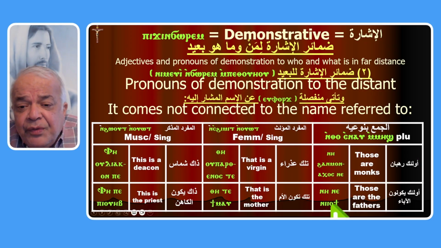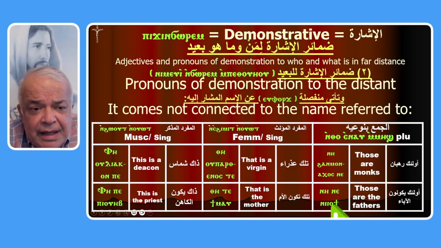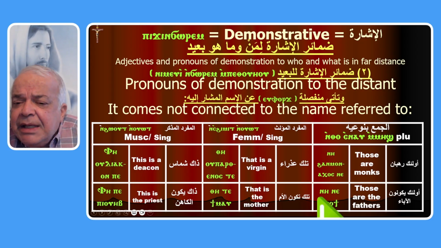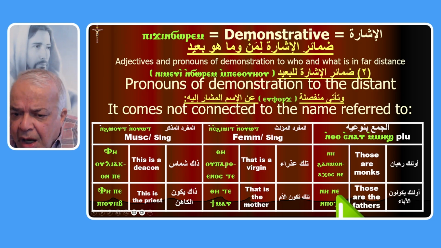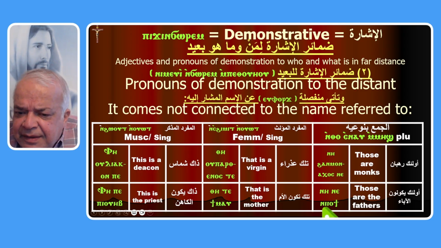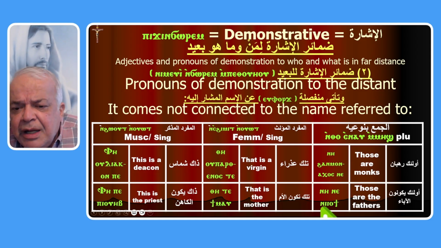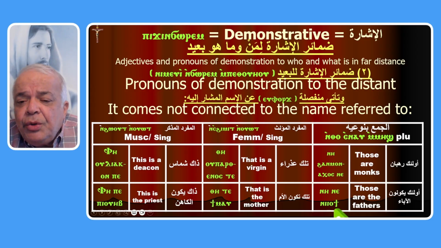If I know them for sure that those are the monks of that monastery, I can put it in the definite form. Here I will say, ni, ne, those are, ni yoti. Ni yota is the definite form for plural, whether masculine or feminine. The for masculine or feminine, plural. Yoti is the plural of the word yot.